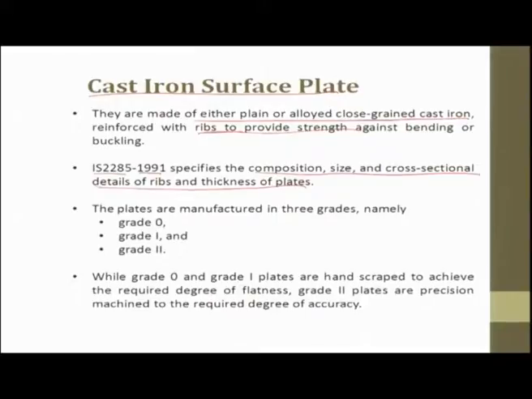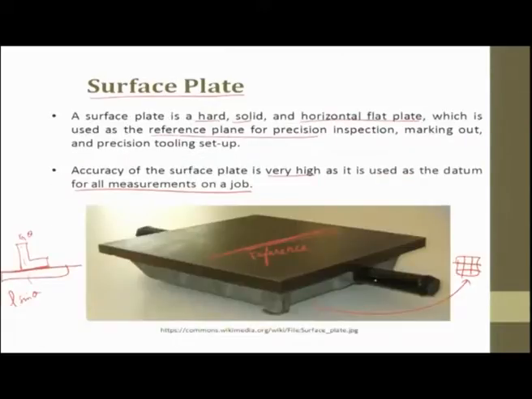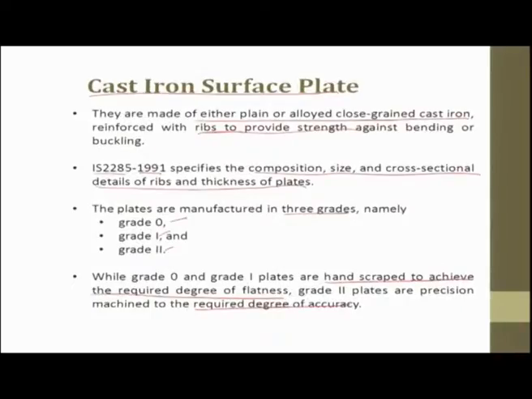There are 3 grades which are manufactured for surface plates: 0, 1 and 2. Grades 0 and 1 are hand scraped to achieve the required degree of flatness. Grade 2 plates are precision machined to the required degree of accuracy. Scraping is an operation wherein we try to make this surface flat. What we do is we try to make dents and remove material, and then we apply Persian blue, try to figure out the uniformity of the pits, and with that we come out with the flatness of the surface. So, these two grades are done by scraping.